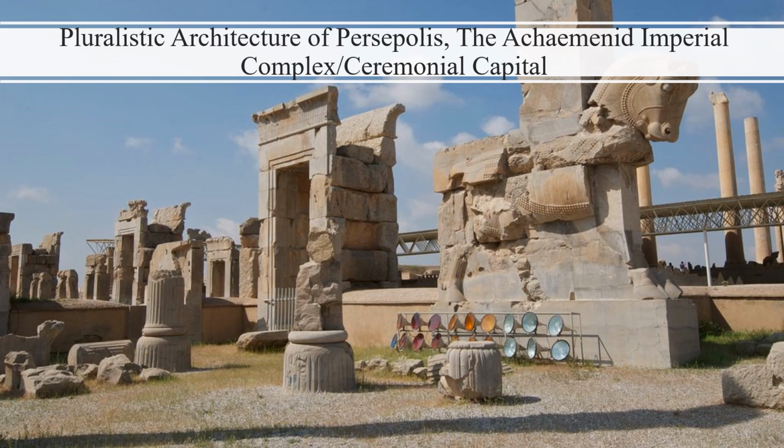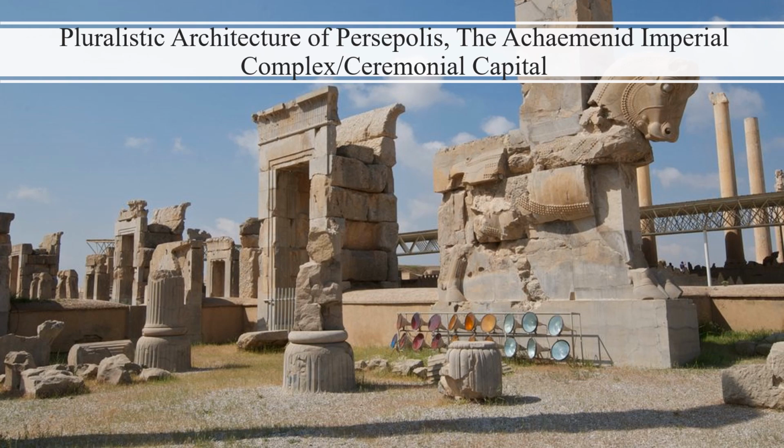Let's talk about the architecture of some of the Achaemenid cities, because the architecture of these cities reflects the pluralism of their culture. First, we'll talk about Persepolis, which was the Achaemenid imperial capital and ceremonial complex. It was really a large collection of palaces and not a city in the sense of Child's definition. But the architecture is very interesting, and it's emblematic of the values of the Achaemenid Empire.